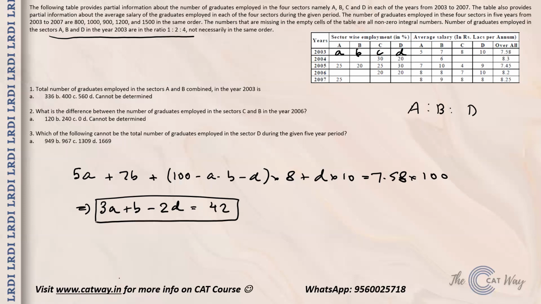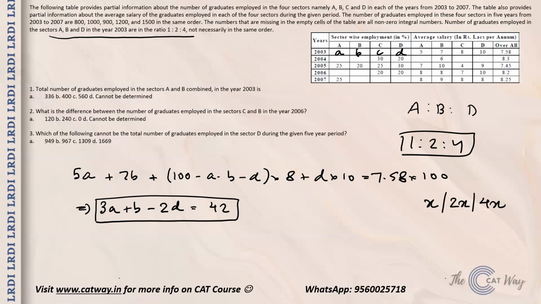Now you know that the ratio of A, B and D is 1:2:4, but not necessarily in that order. That means one of them is going to be X, one of them is going to be 2X, and one of them is going to be 4X. One of them is going to be X, one of them is going to be 2X, and one of them is going to be 4X.